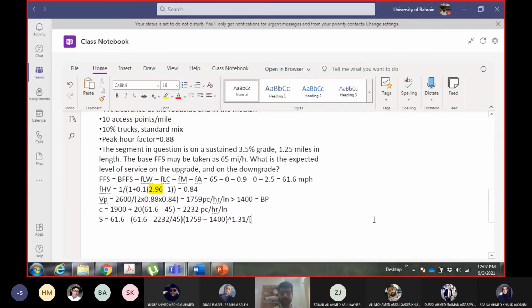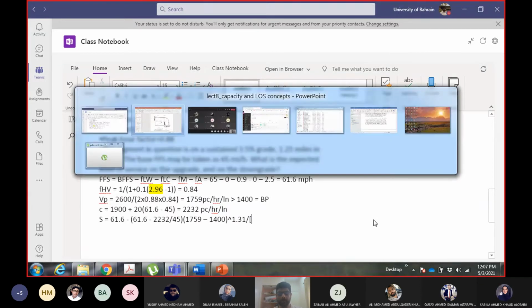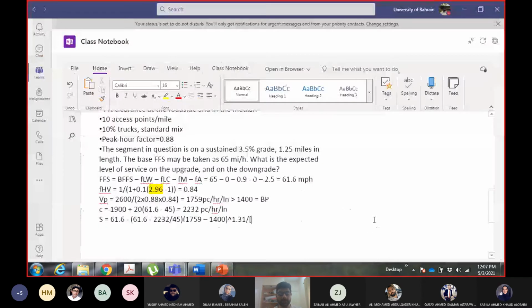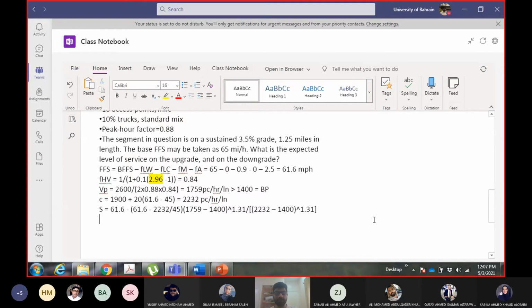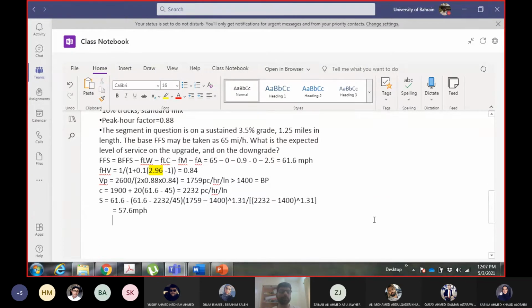This whole thing divided by 2232 minus BP 1400, we will take the power here. Okay, and this is the denominator. Okay, tell me the value of speed here. 57.6 miles per hour.